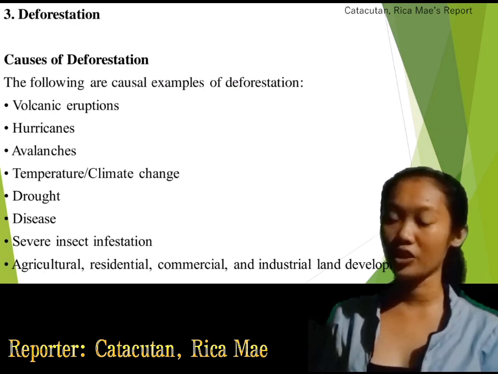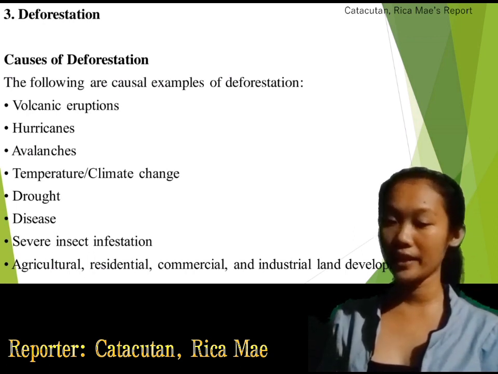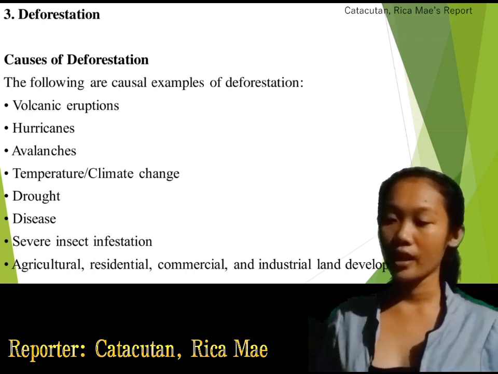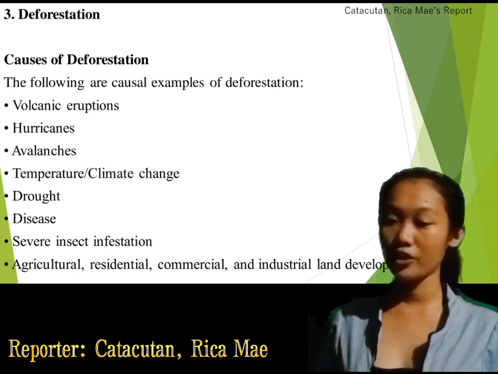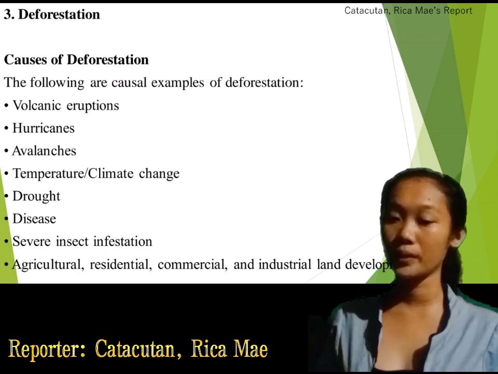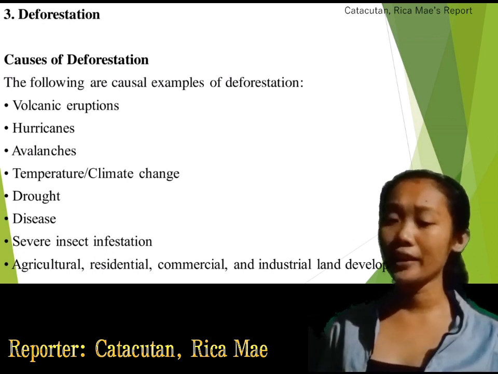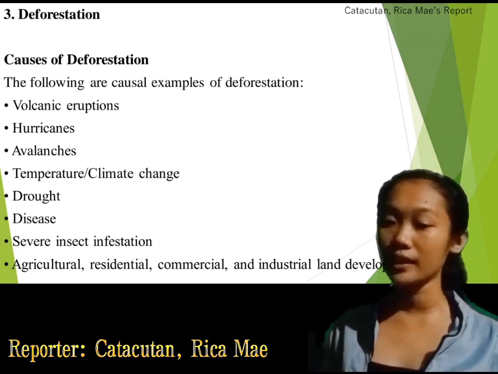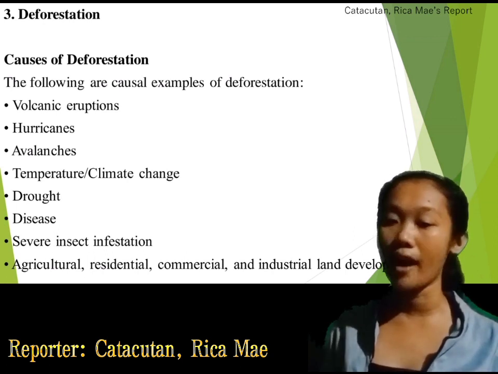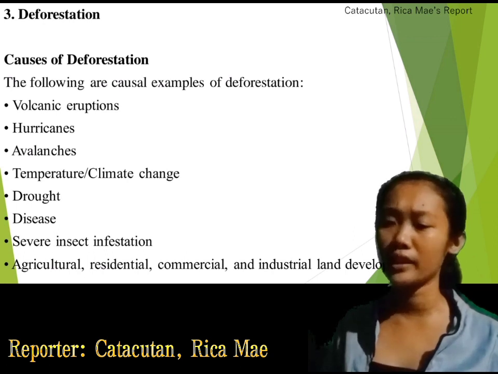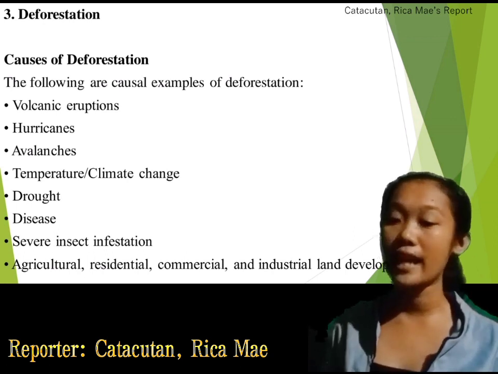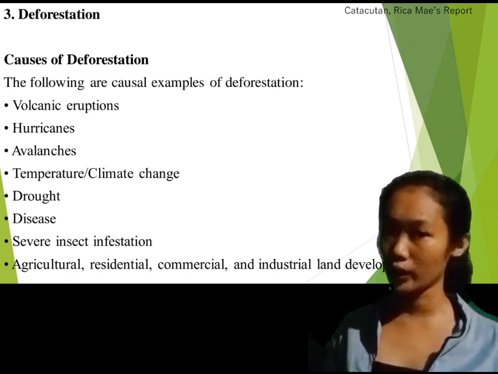Causes of deforestation. These are volcanic eruptions, hurricanes, avalanches, temperature, climate change, drought, disease, severe insect infestation, agricultural, and residential. Therefore, I conclude that the loss of trees can cause flooding and soil erosion. It can terribly affect our environment and our practical life, and it can cause death to any habitat living in this world.